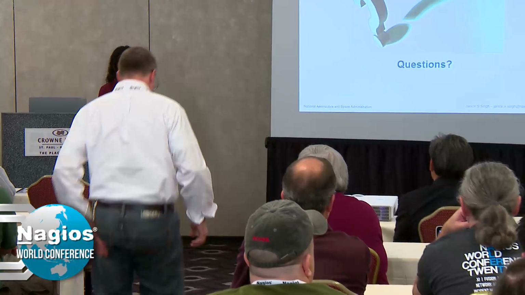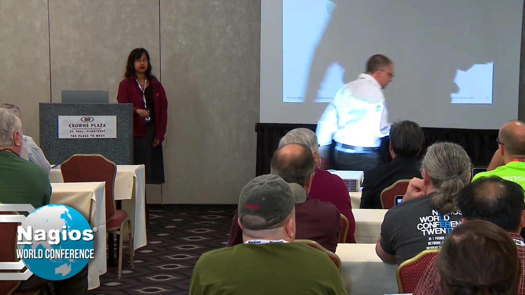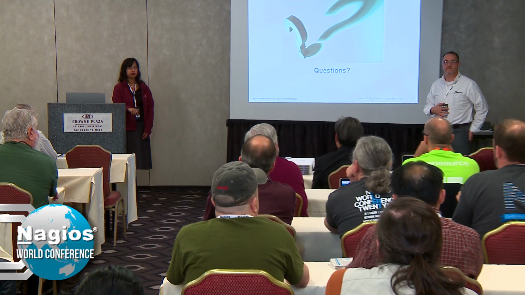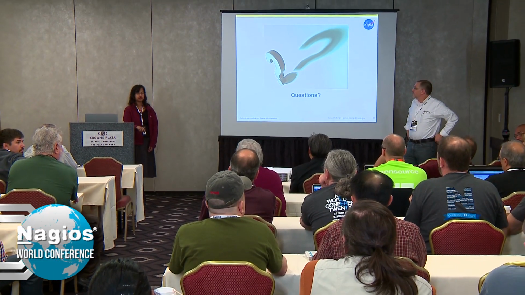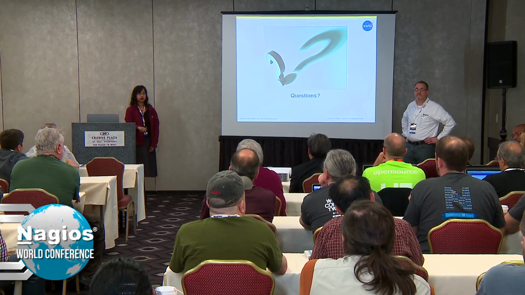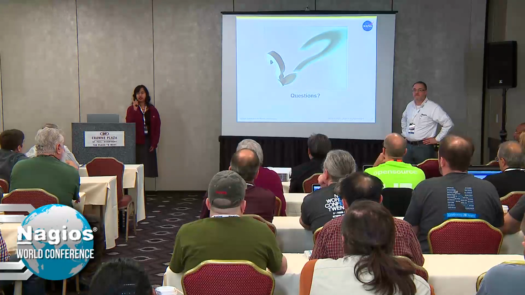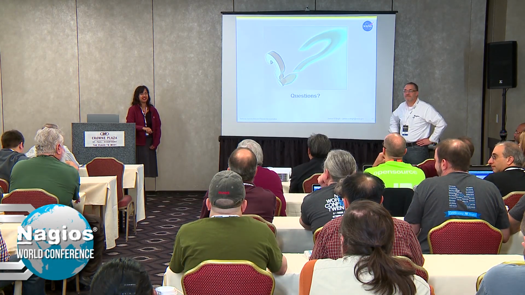Do you happen to know, is the object JSON API parsing status.dat, or is it looking at the config files, or where is it getting its information? I think the developers would be better to answer that question than me. I don't know.